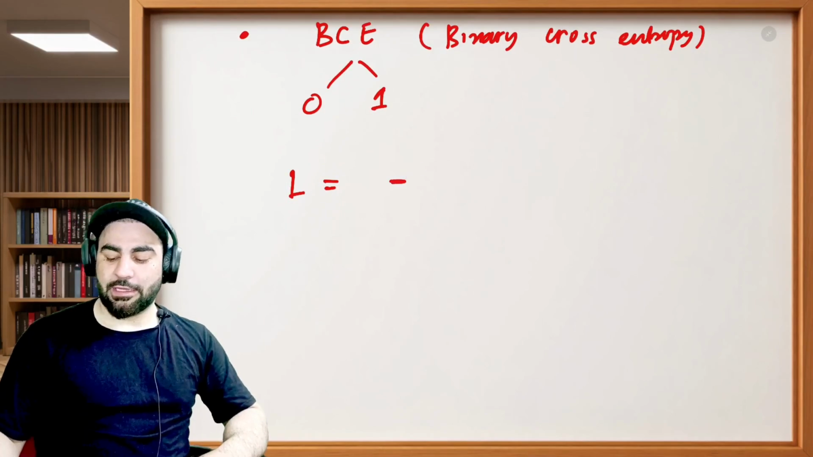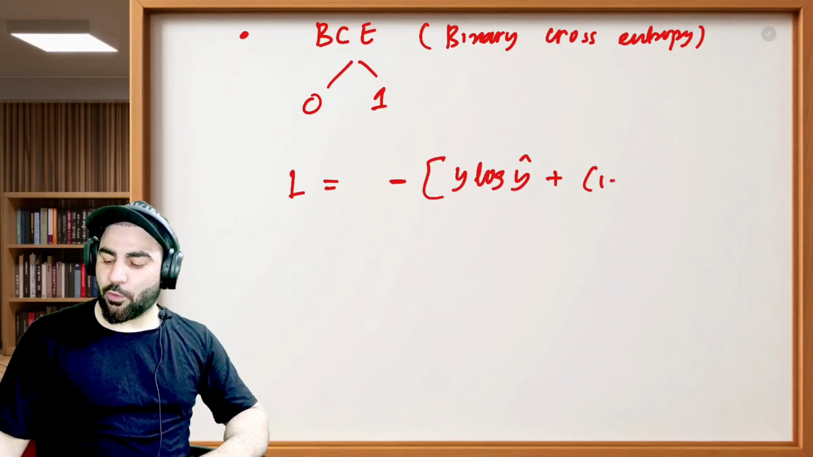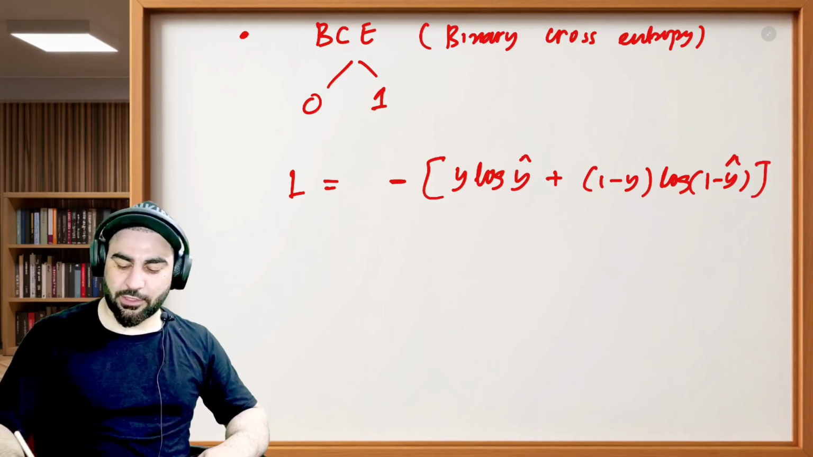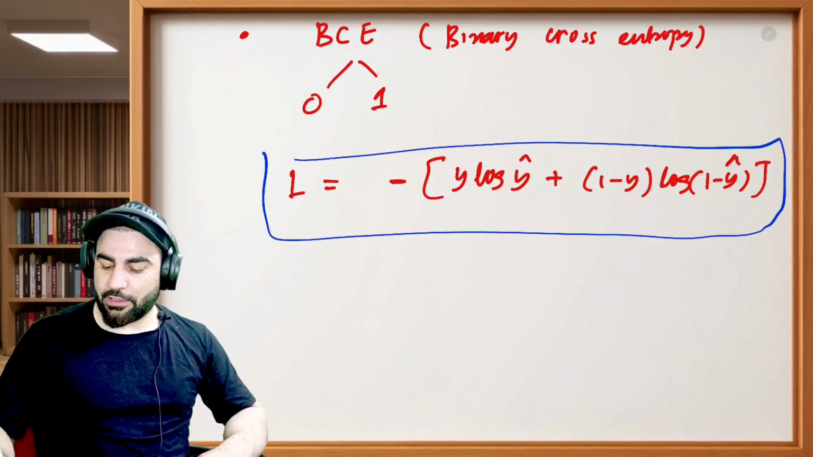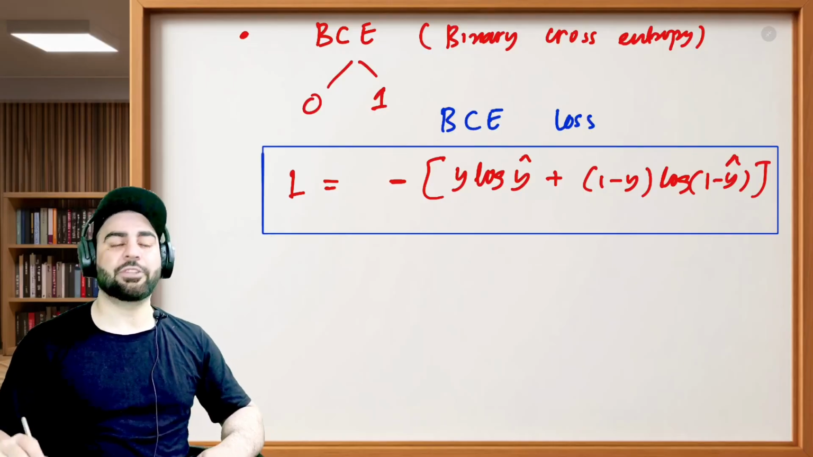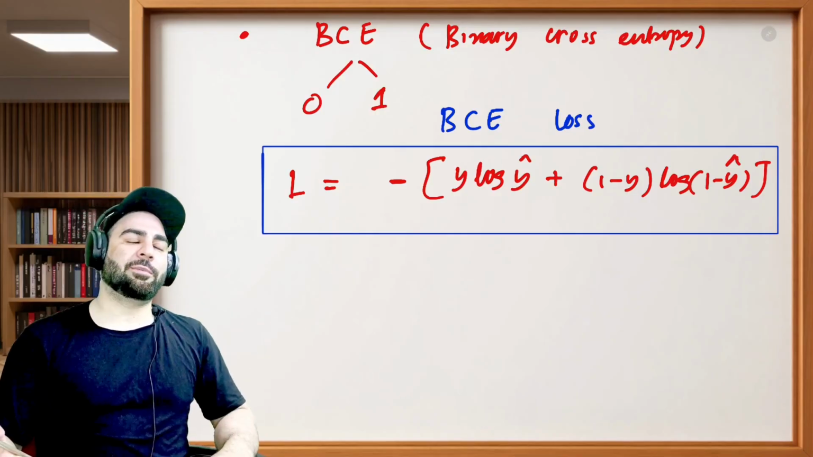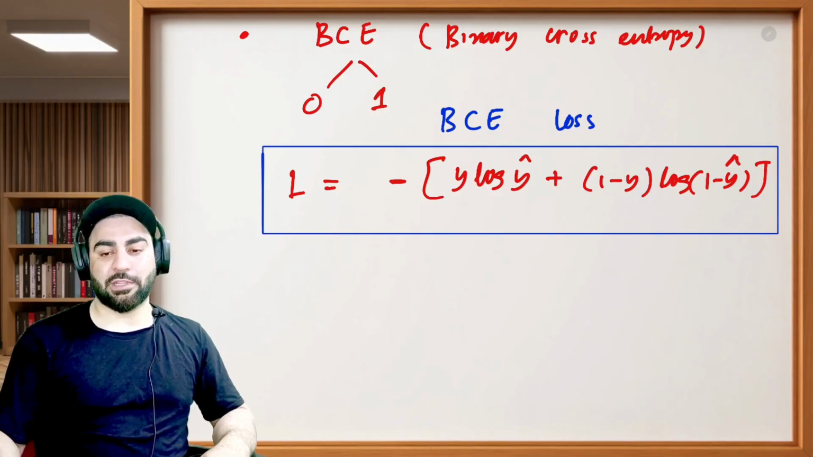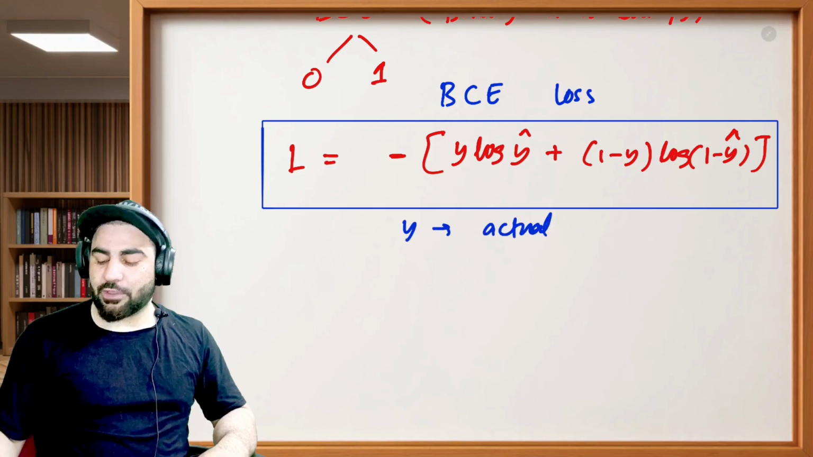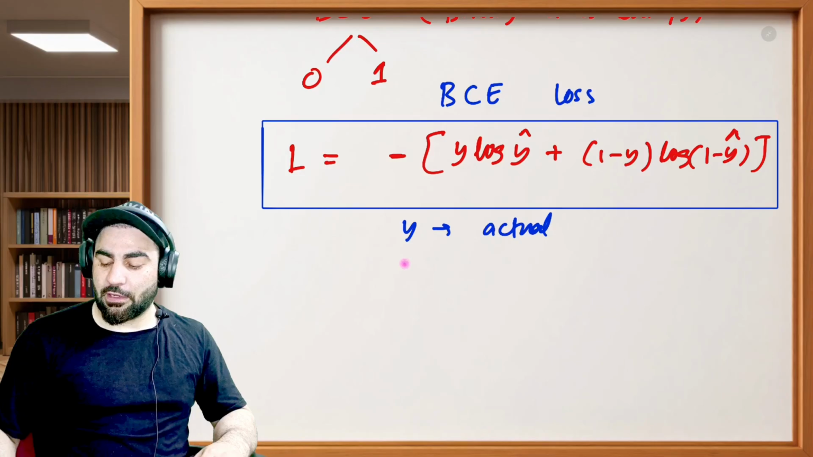You can use negative of y log of prediction plus 1 minus y log of 1 minus y bar. So this over here is your binary cross entropy loss, BCE, which you generally use if you have coded in Python or something. Directly you can use this binary cross entropy like this. So what is it doing? This y over here is the actual thing, the ground truth, the actual value that the data point had. This y hat is the prediction.